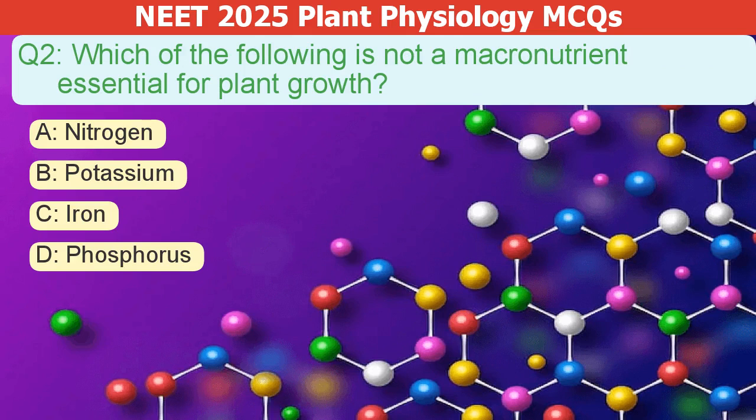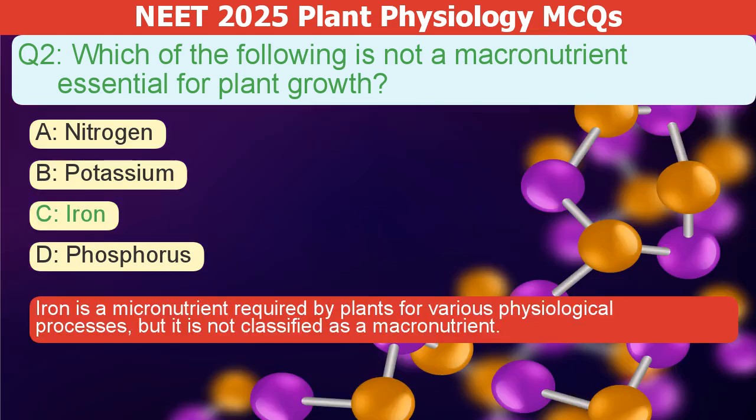Which of the following is not a macronutrient essential for plant growth? A. Nitrogen. B. Potassium. C. Iron. D. Phosphorus. The correct answer is C. Iron is a micronutrient required by plants for various physiological processes, but it's not a macronutrient.